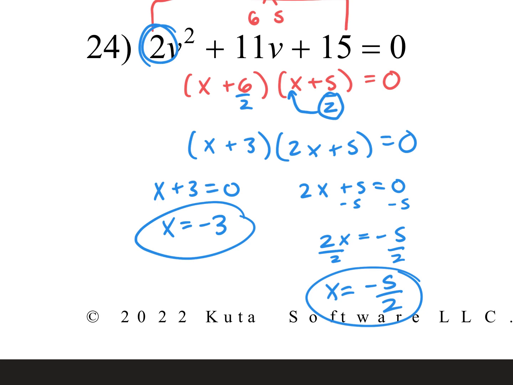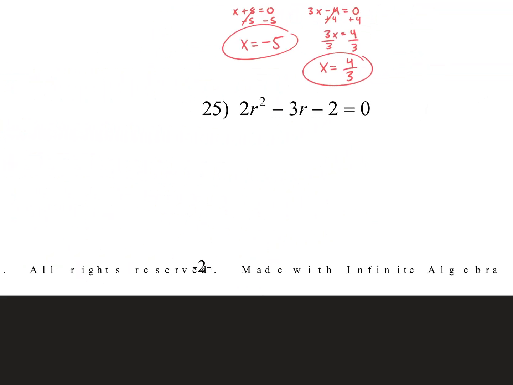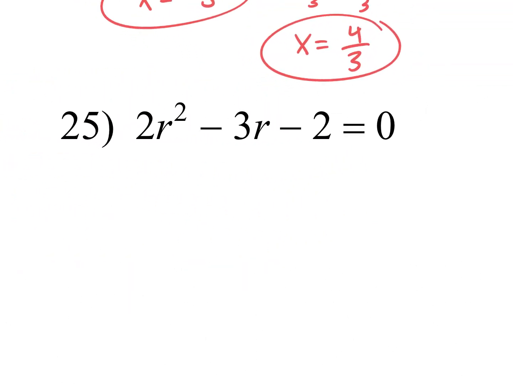All right, one more. Daniel, what should I do first for 25? Multiply 2 times 2. So this would be negative 4, because it's a negative 2. What are two factors of negative 4 that add to negative 3? Negative 4 and 1. Perfect, negative 4 and 1. So here I would have r minus 4 and r plus 1.